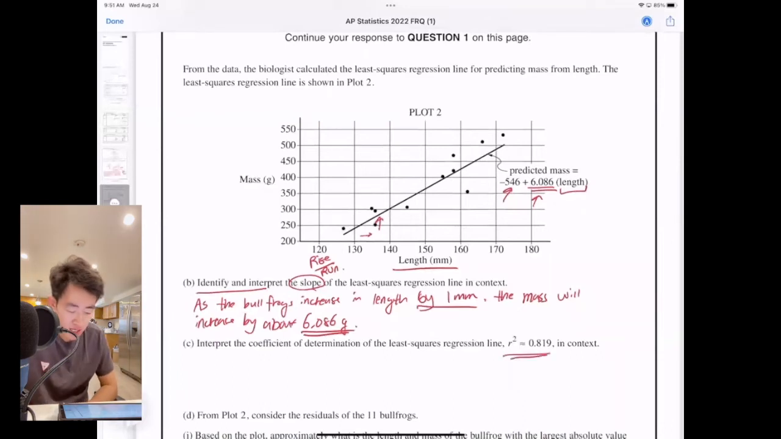In AP Stats, they like to ask you this type of question. R squared is equal to 0.819. We know that R is the correlation coefficient.